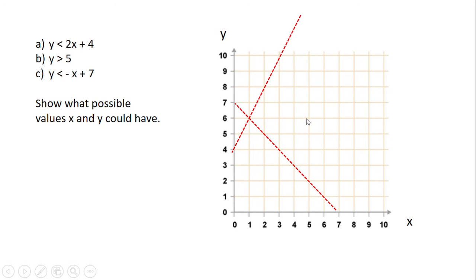Okay, but we want y to be greater than 5. So that leaves us this small region here, because that's y equals 5. We want y to be greater than 5, which is there.